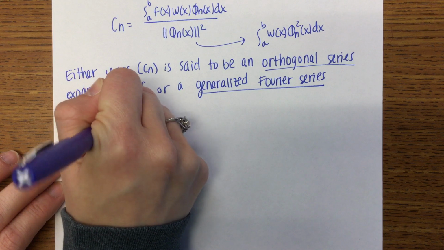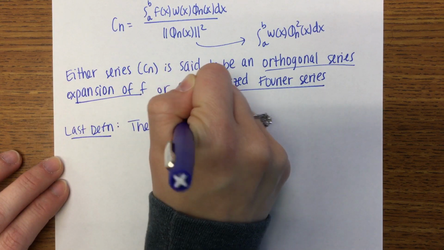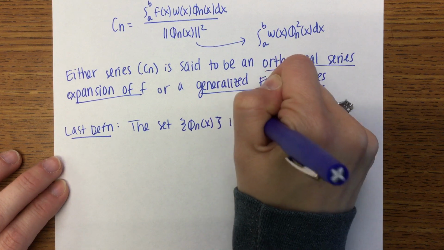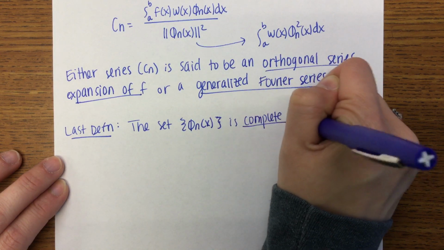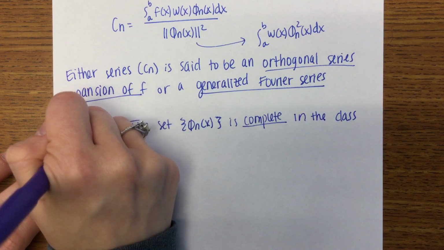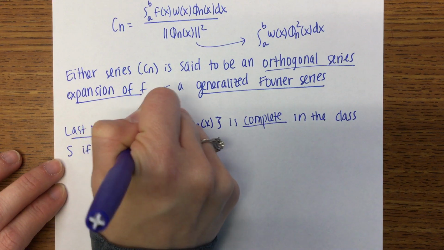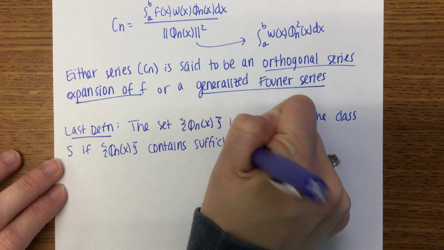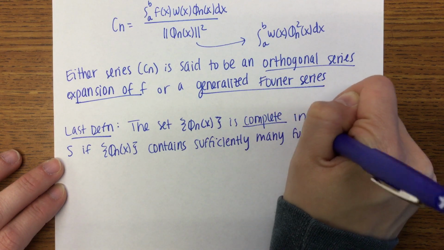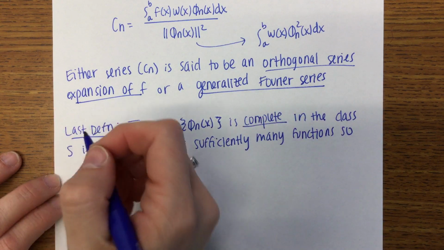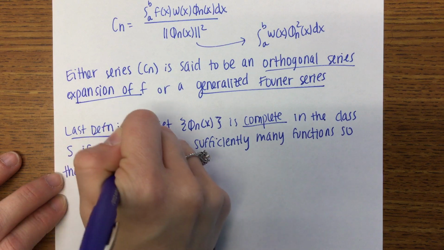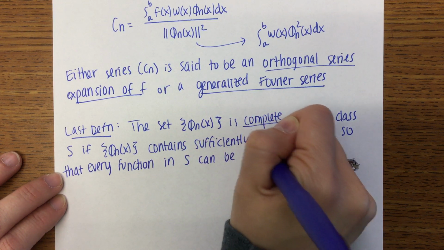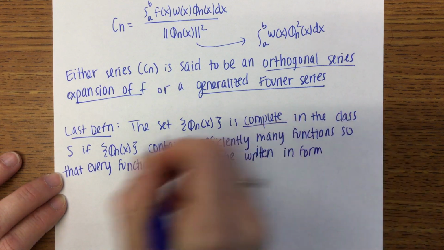Okay, last definition. A set is complete in the class S if that set contains sufficiently many functions so that every function in S can be written in the following form.